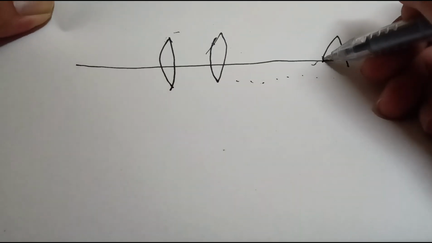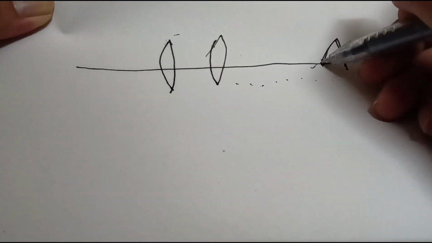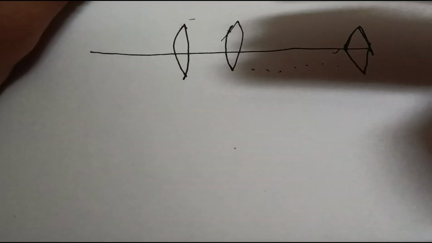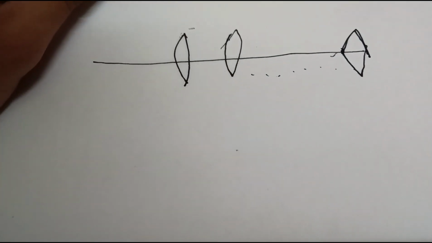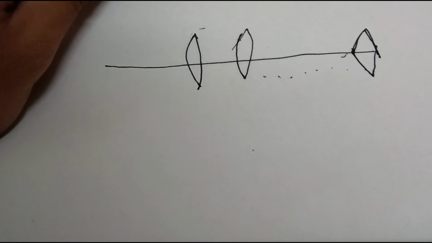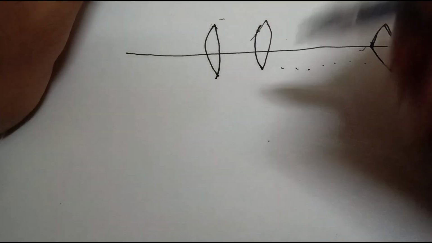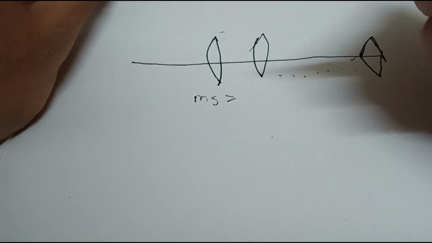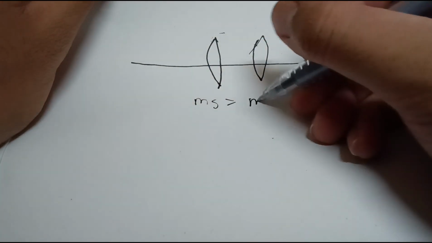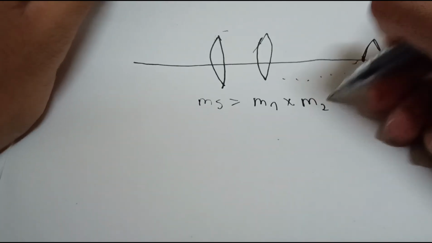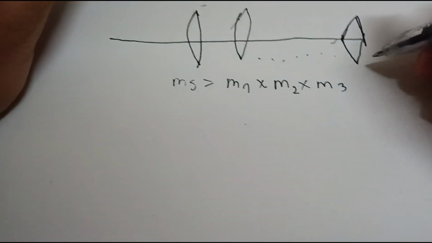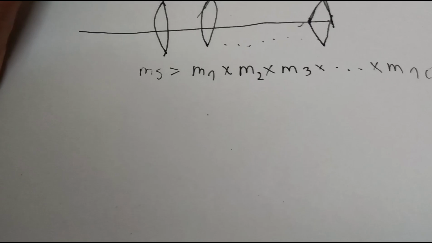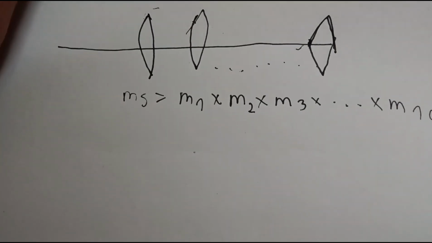Sorry for this crappy drawing that I made. I was just trying to draw lenses after all. So please don't mind. Now, what would you assume the net magnification to be? According to the formula, it should be M1 into M2 into M3 and so on till M10.